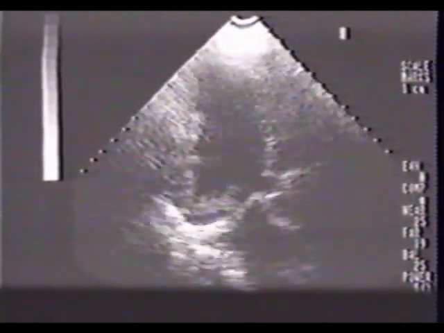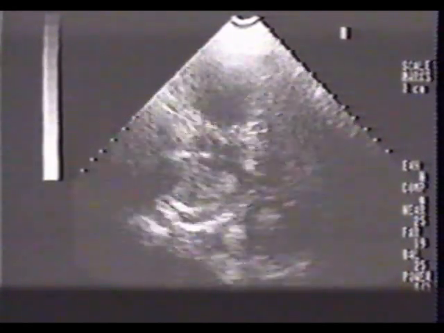Maintaining the apical long axis format, the transducer has been tilted slightly to delineate the mural thrombus within the aneurysm. In real time, the transducer will be tilted even further to reveal the full extent of the thrombus. Once an infrabasal aneurysm is identified, this type of medial and lateral scanning is always indicated.